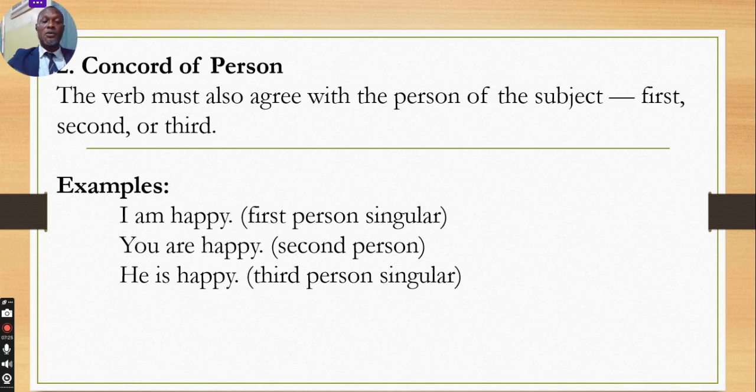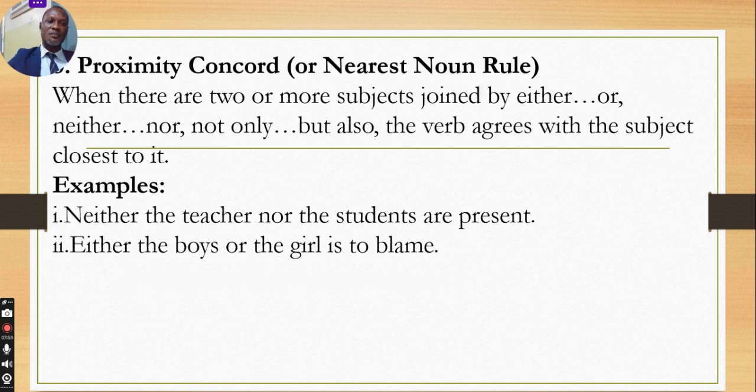Do you get that? Now, the second example we have: you are happy. You, second person, goes with a plural verb. You are happy. No, you is happy. All right. The third one is he is happy. Third person singular. He is. You're referring to somebody else. He is happy. So third person takes a singular verb, is.